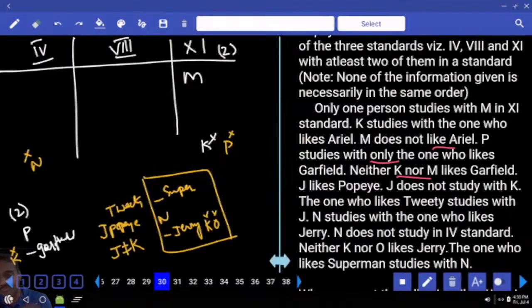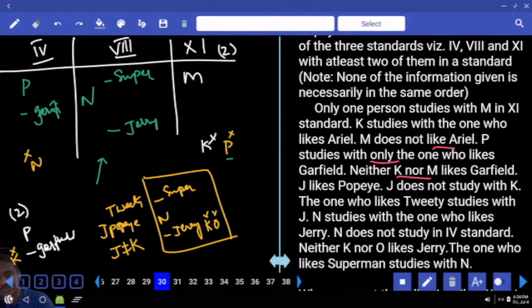Now we need to start with a possible. Starting with what? N. Now if N is here, now this person is Superman. Then who is the other one we have? Now Jerry is here. Then P and Garfield. Now P cannot be here. Then where should this be? P is here. Then Garfield is here. Must have been the P and Garfield. Then next one, J, Poppy and Tweety must be together. Can we have J at this place? Why it is no?